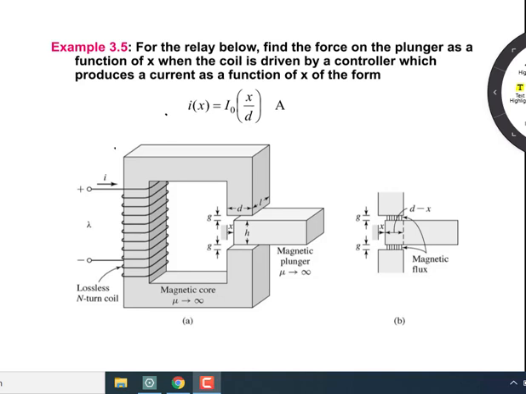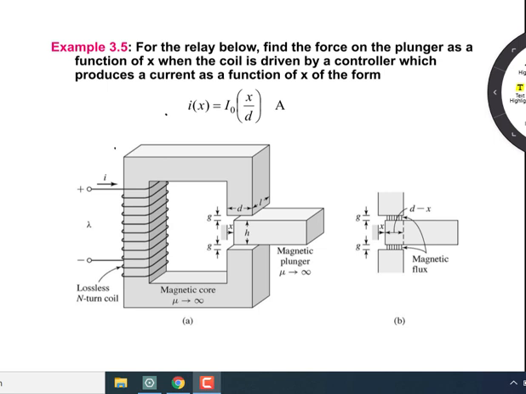So, in our last lecture, we discussed energy and co-energy, and also the calculation of stored energy in an electromagnetic system. However, before I could discuss another example, due to some unavoidable circumstances, I needed to take a break. So today I'm going to discuss that.